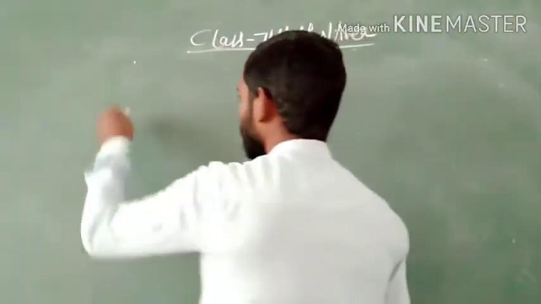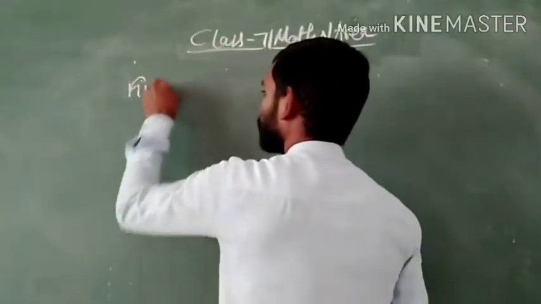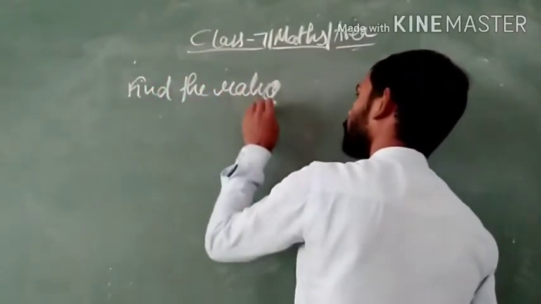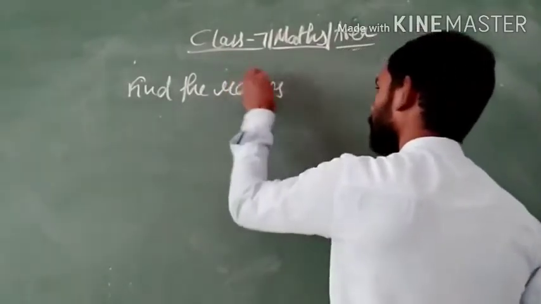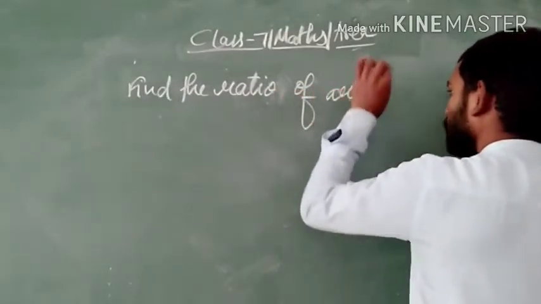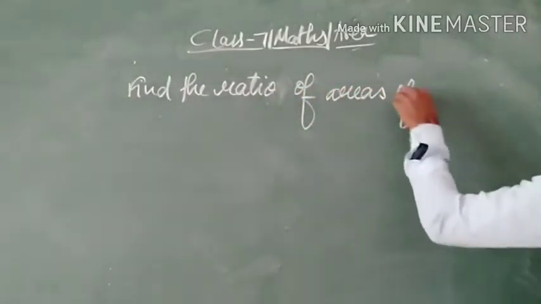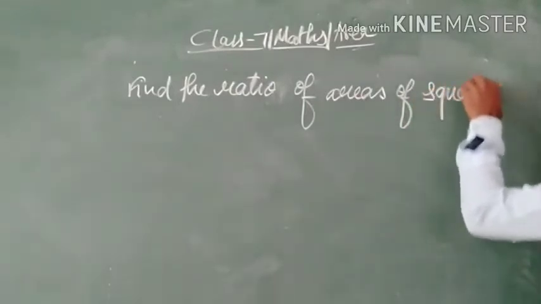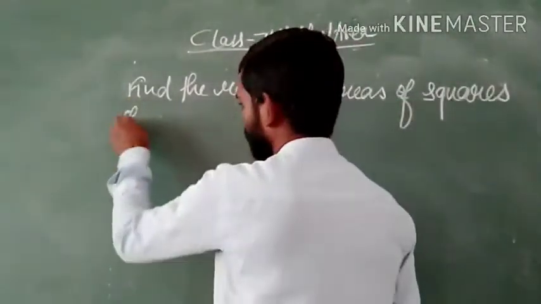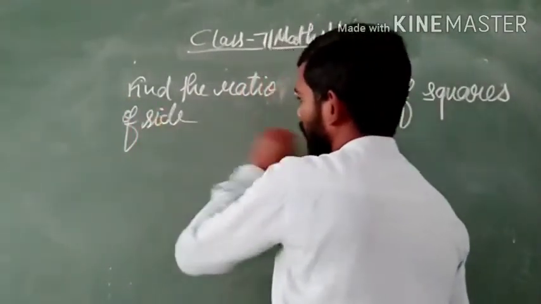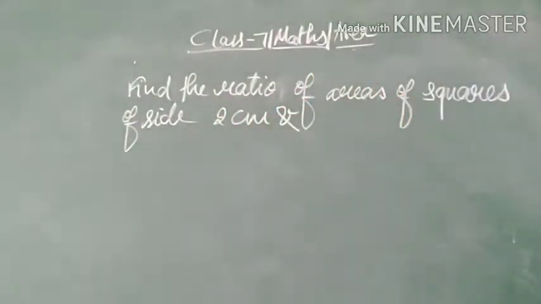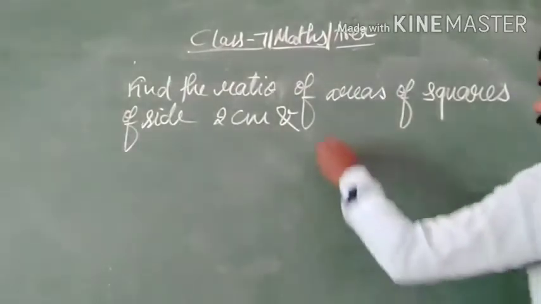Find the ratio of areas of squares of side 2 centimeter and 6 centimeter respectively.